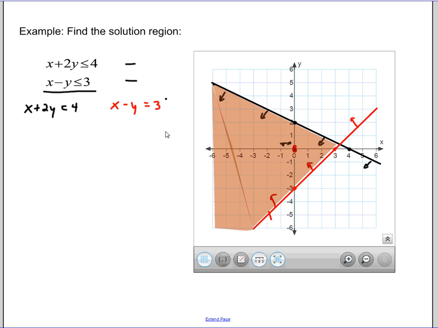And if we were to actually find the point where the intersection occurs, we're looking for this coordinate point right here. I'll do this in black since it's a little bit easier to see. We're looking for this coordinate point. So we will be looking for the solution to the system x plus 2y equals 4 and x minus y equals 3.